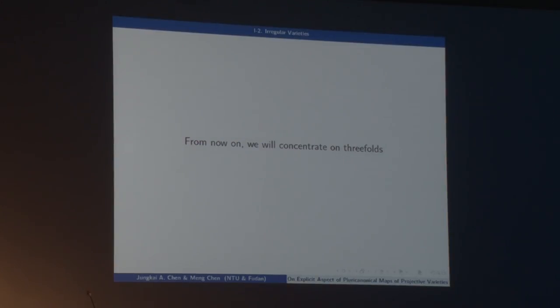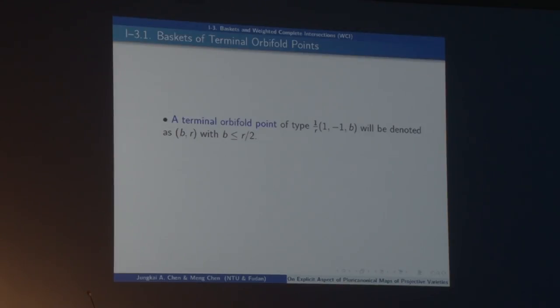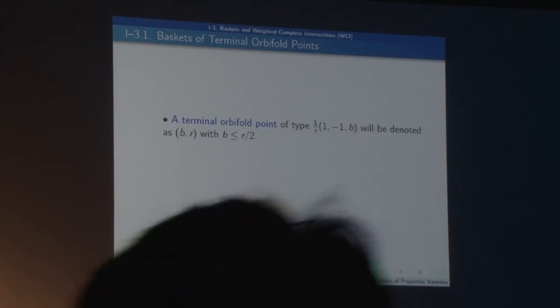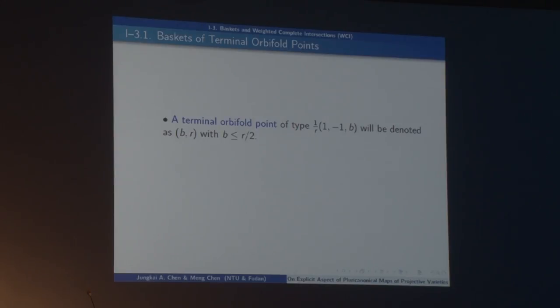Okay, so that's what I'd like to say about irregular threefolds, and from now on I would like to concentrate on dimension 3. In dimension 3, there's the full machinery of the minimal model program, and we know that a minimal threefold usually contains some singularities, but luckily they are terminal singularities. Terminal singularities have been classified by Mori and others to be quotients of compound Du Val singularities.